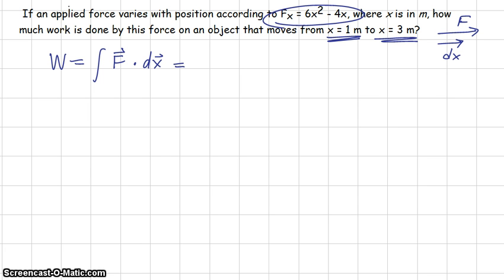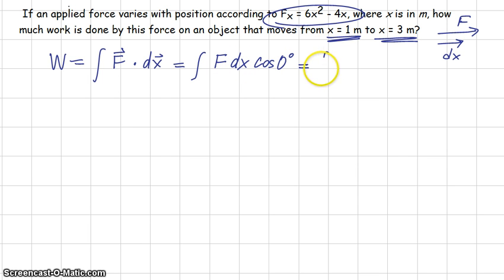So if we use the dot product rule that says that this is equal to the magnitude of the first vector times the magnitude of the second vector times the cosine of the angle between them, we get that the work is the integral of f dx cosine 0. The difference here being that this is the dot product, and then this is the dot product written in terms of the product of the magnitudes.